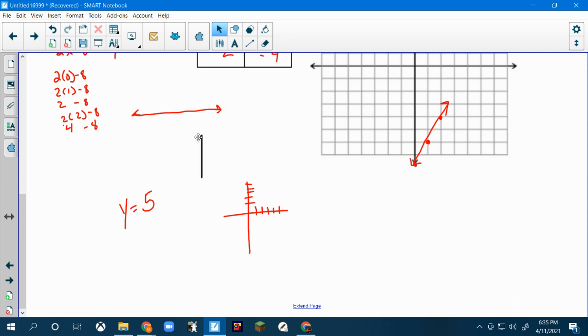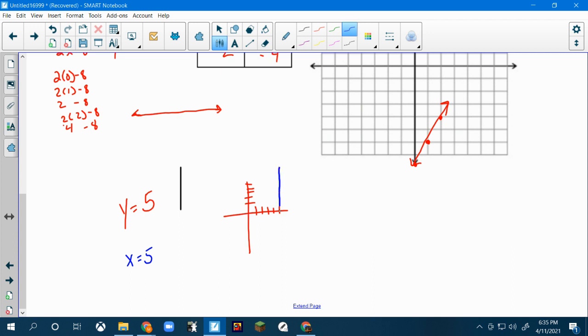Well, what about if I do a different equation? What if I do the equation x equals 5? That means the line goes across the x-axis. X equals 5. Is that a function? That would not be. Look, it touches it everywhere at an infinite amount of times. X equals 5 is not a function.